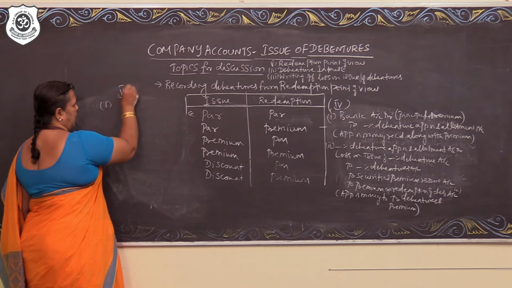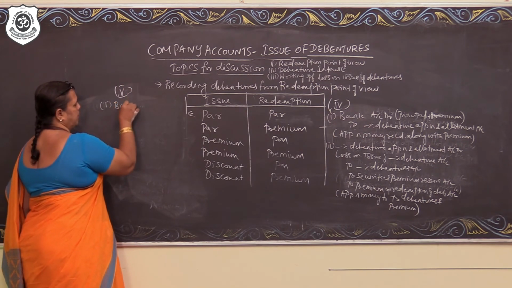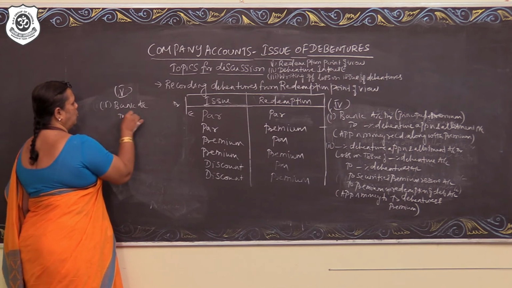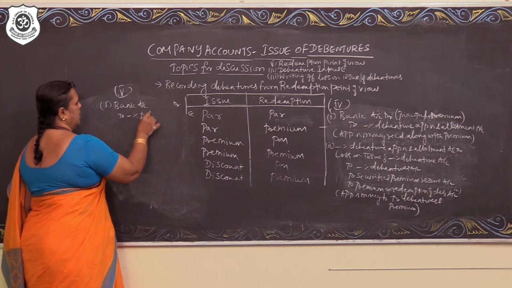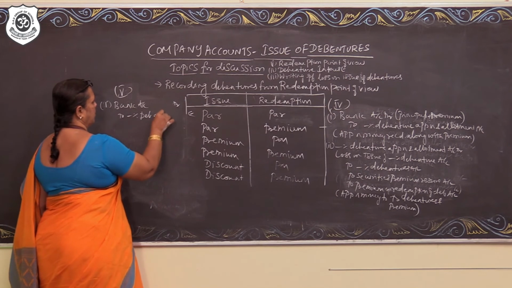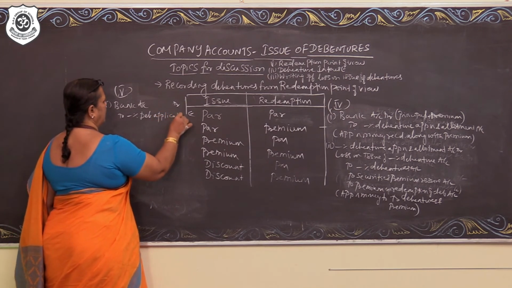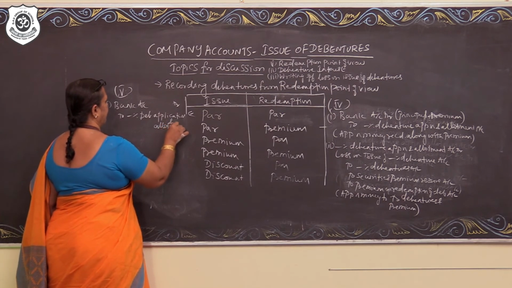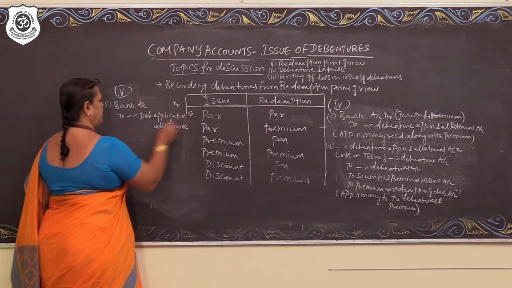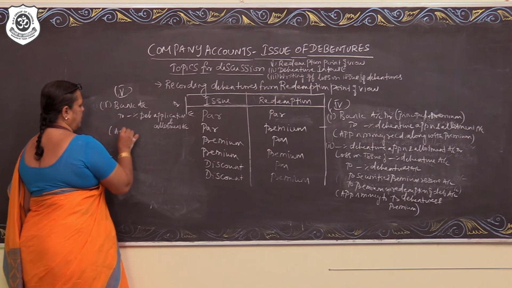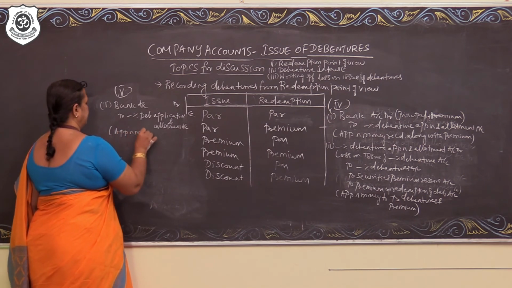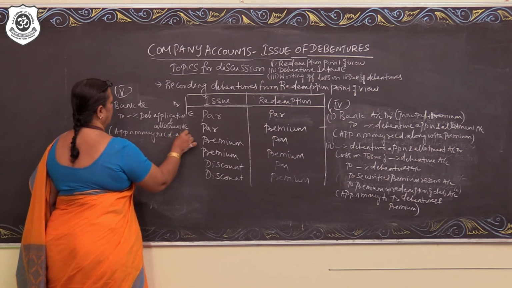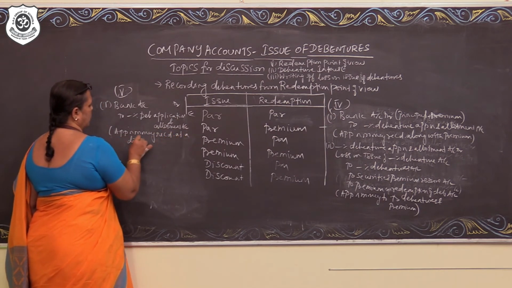This is case 5. Entry number 1. Bank account debit to dash percent debenture application and allotment account. Application money received at a discount.